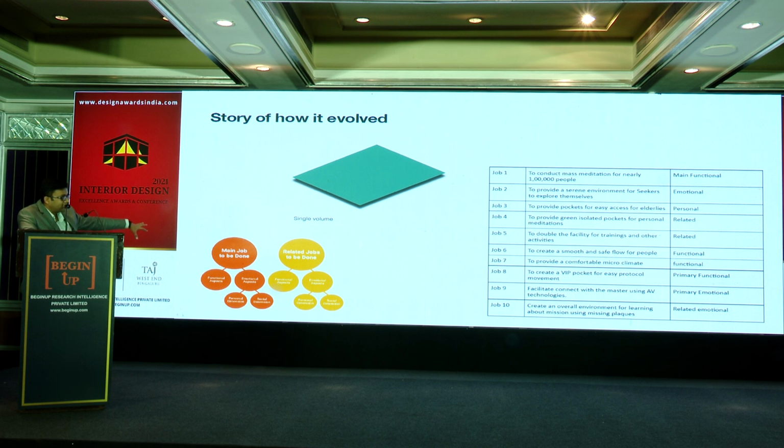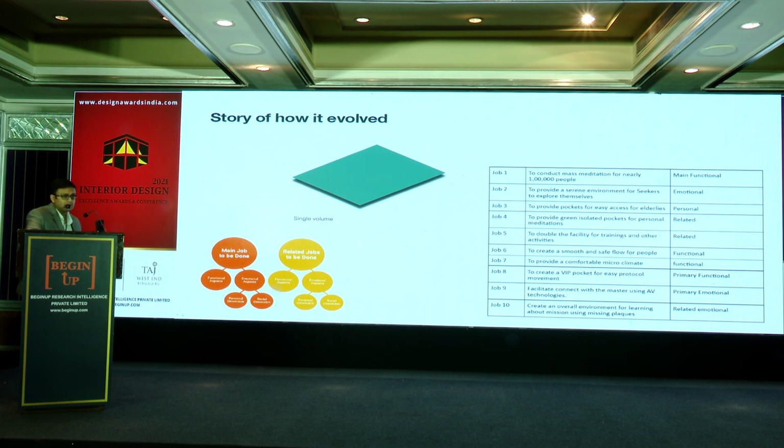Using jobs to be done theory, I started mapping the jobs that the meditation center is supposed to do for the client. What we realized was that though the client and the users only had one single agenda in mind, which is mass meditation, it only covered 2 of the jobs we uncovered in this list of 10. There were actually 15 jobs, I've only stuck to 10. Which means that had I gone for this typology, the project would have served only those 2 jobs, and 8 jobs would not have been served.